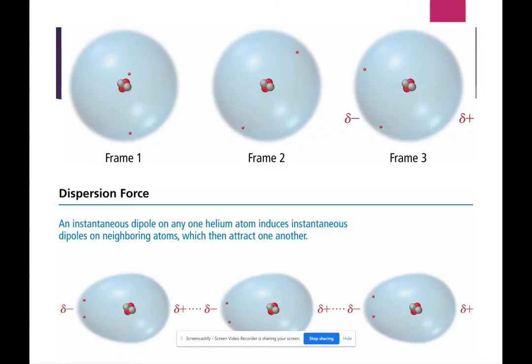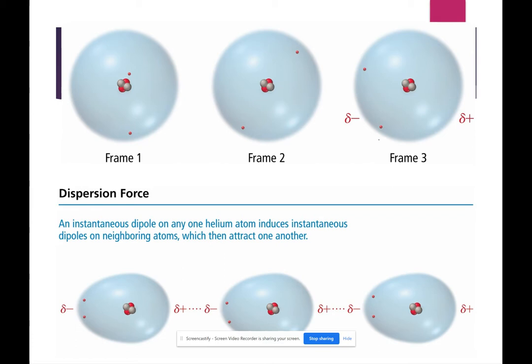So what's happening in dispersion forces, if I look at the top of this picture from frame 1 to frame 3, this is a hydrogen atom, has 2 electrons, and you can see the electrons are just kind of randomly moving around until in frame 3, they just randomly happen to end up on the left side of the atom there, thus creating a partial negative charge on the left side of the atom and a partial positive charge on the right side of the atom.